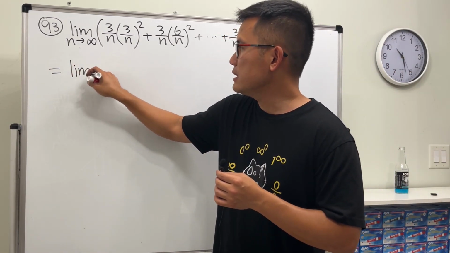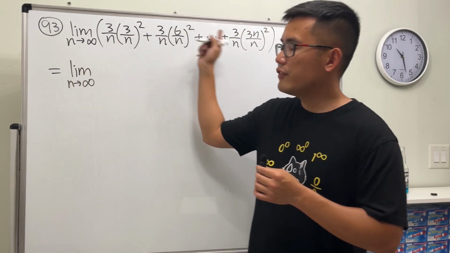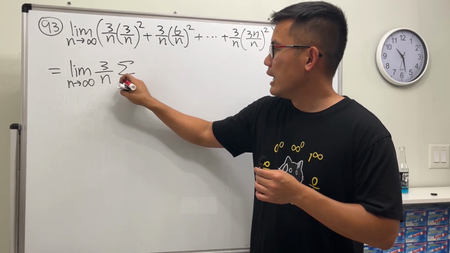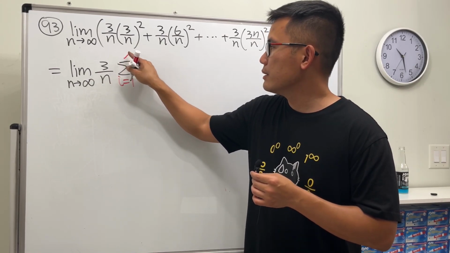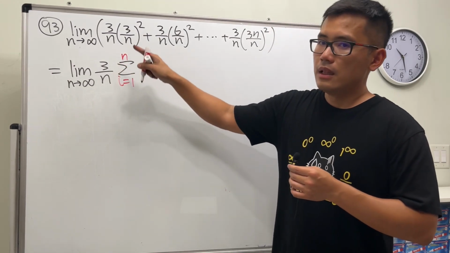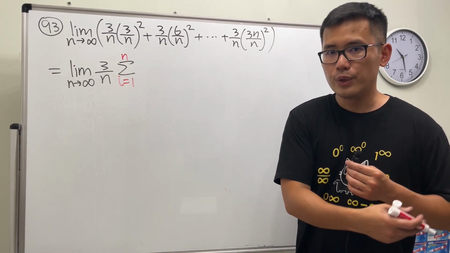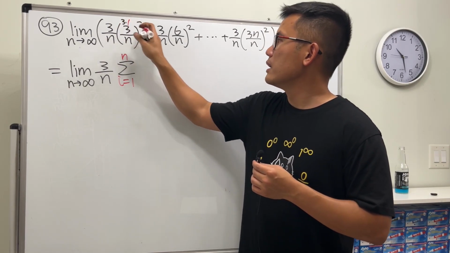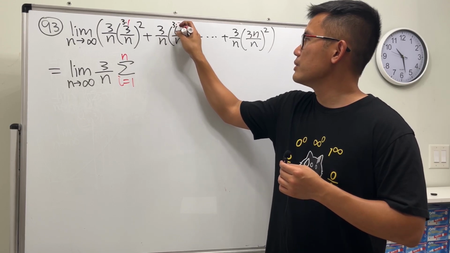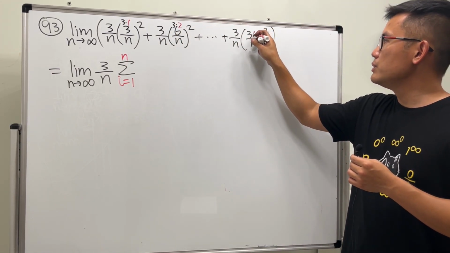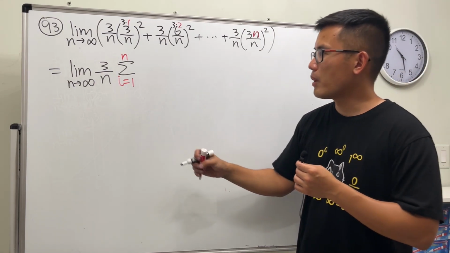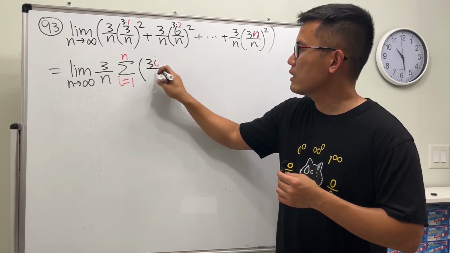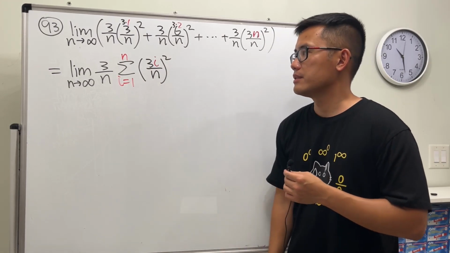Here we have the limit as n goes to infinity. Everybody has 3 over n, so let's write it right here. Sigma, i goes from 1 to n. I want to see 1, 2, 3, 4 all the way to n. So you do this. This is the same as 3 times 1. This is the same as 3 times 2. So on, so on, so on. And here we have 3 times n. Right? So that's the part that's changing. So we have 3i over n and then square.